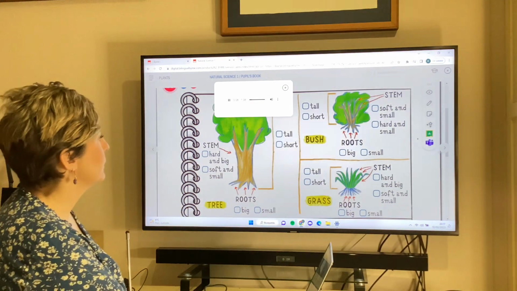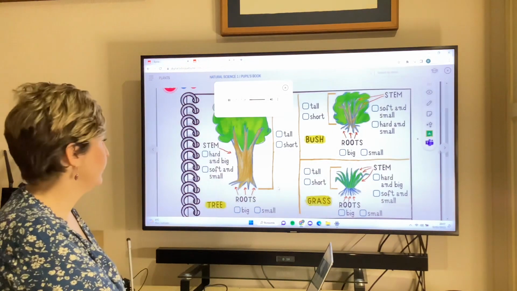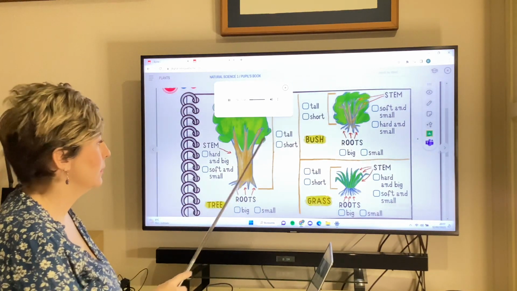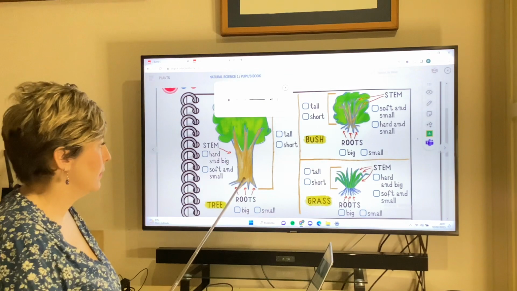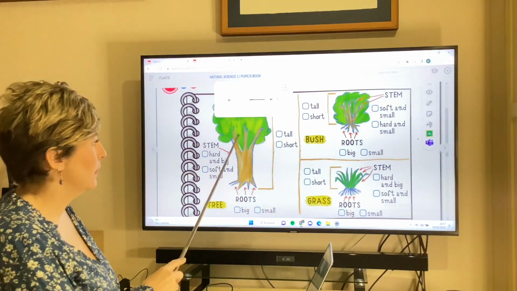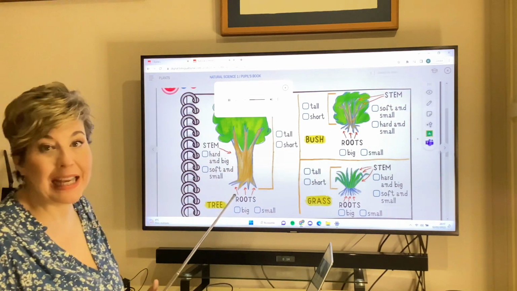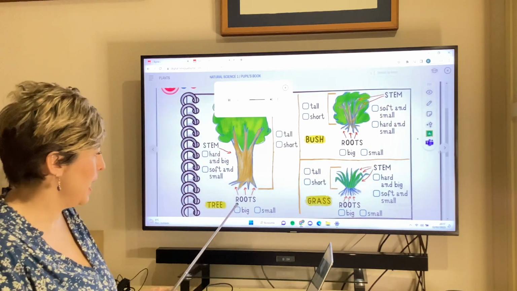That's a tree because it's very tall. Look at the stem. The stem is hard and big. And look at the big roots.